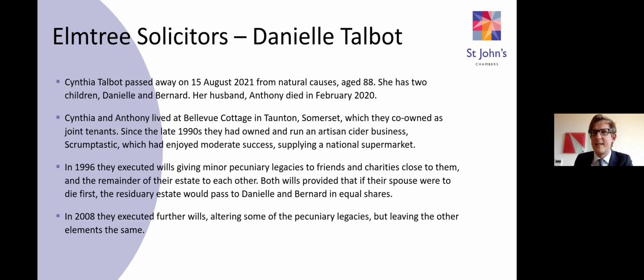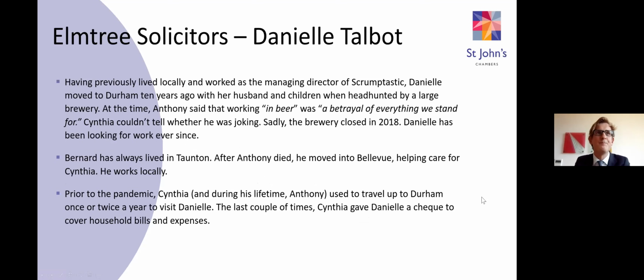Both wills provided that if their spouse were to die first, the residuary estate would pass to Danielle and Bernard, their children, in equal shares. In 2008, they executed further wills, altering some of the pecuniary legacies, but leaving the other elements the same. Having previously lived locally and worked as the managing director of Scrumptastic, Danielle moved to Durham 10 years ago with her husband and children when headhunted by a large brewery. At the time, Anthony, her father, said that working in beer was a betrayal of everything we stand for. Cynthia couldn't tell whether he was joking.